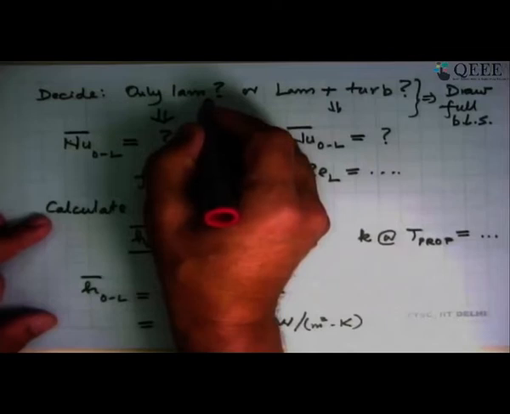Based on that Reynolds number, we now make a decision: what type of boundary layer do I have? That will tell us either it is only a laminar boundary layer and both hydrodynamic and thermal boundary layers are growing together, or it's a laminar plus turbulent boundary layer and both are again growing together.